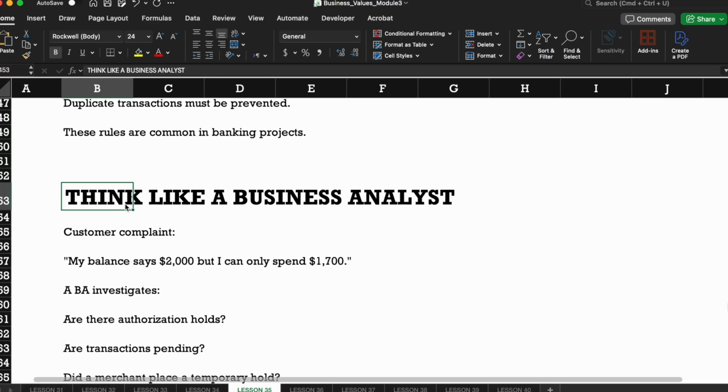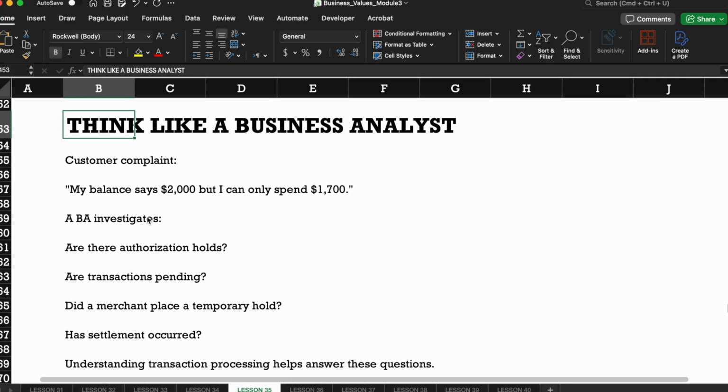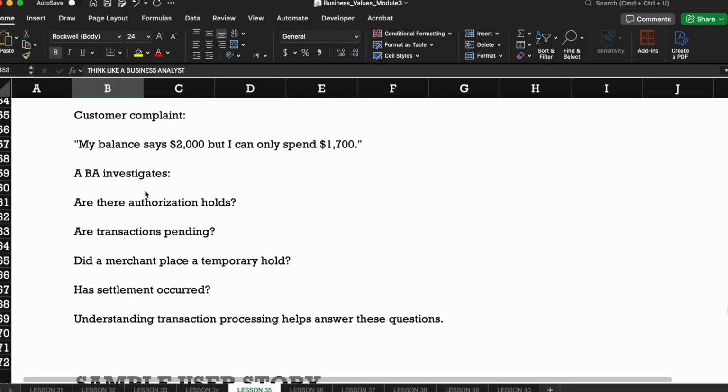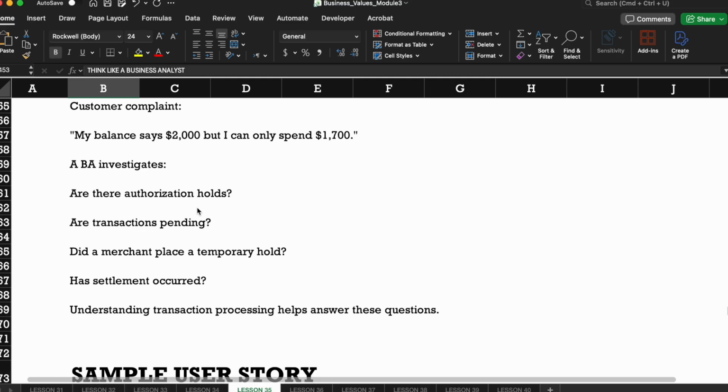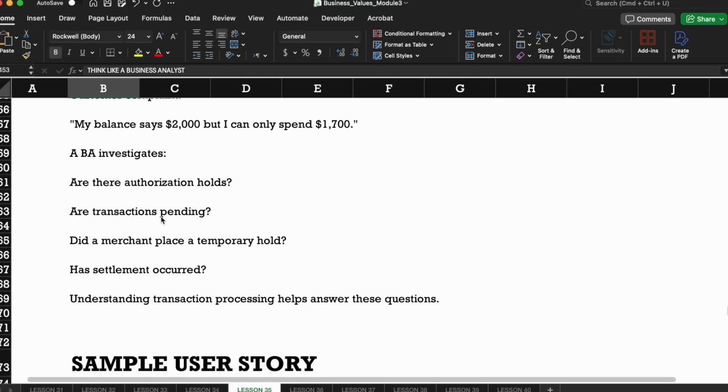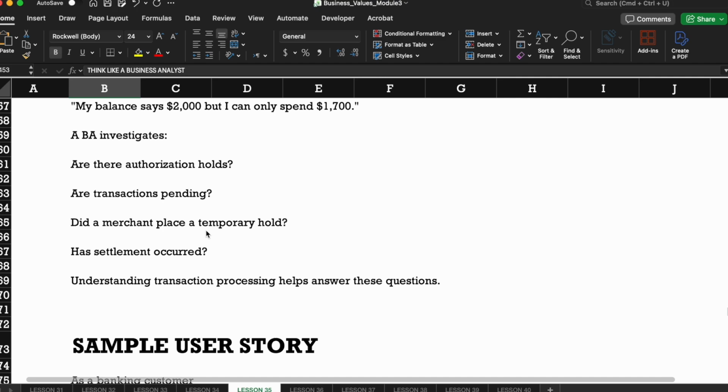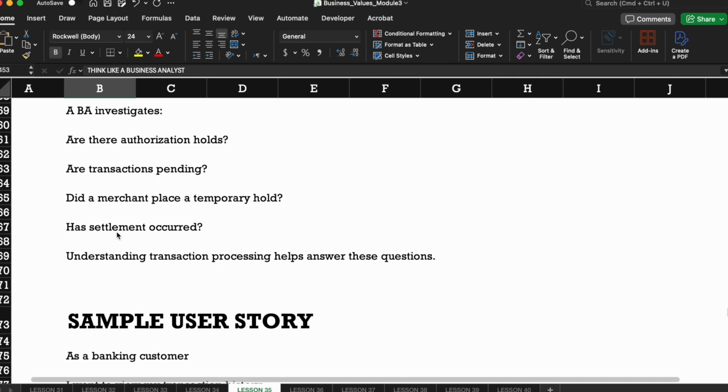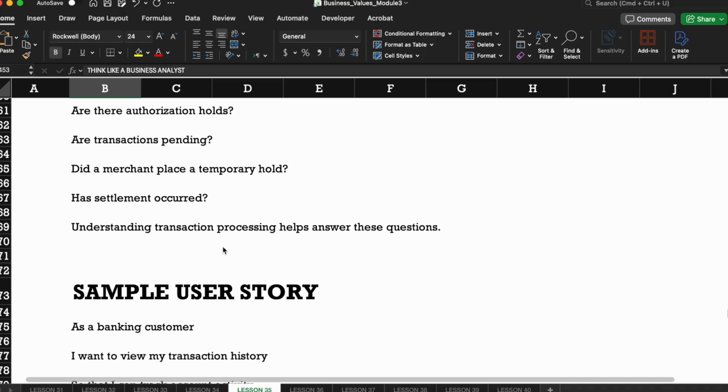Think like a business analyst. A customer complains, my balance is $2,000 but I can only spend $1,700. A BA investigates: are these authorization holds? Are transactions pending? Did a merchant place a temporary hold? Has settlement occurred? Understanding transaction processing helps answer these questions.